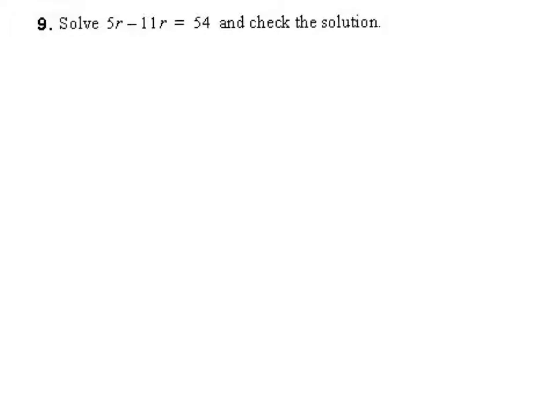Okay, this one says solve and check the solution again. So the first thing I need to do is combine my like terms. 5r minus 11r, 5 minus 11, you can use a calculator if you're not confident, is negative 6r. And then to undo the negative 6 times r, I'm going to divide both sides by negative 6. So I get r equals negative 9.